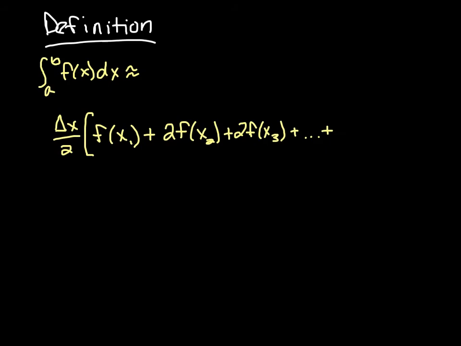So we have delta x divided by 2 times all these function values, and this n here depends on how many trapezoids you want to use. Okay, so these x values, these x1, x2, x3, those are going to be the bases of your trapezoid. You're going to plug them into the function, and you're going to evaluate and estimate the area as is.